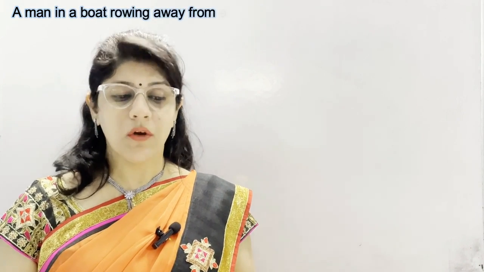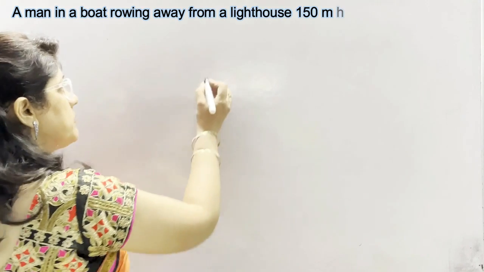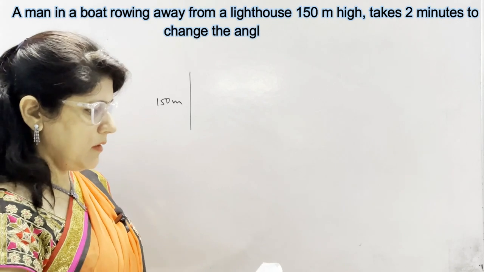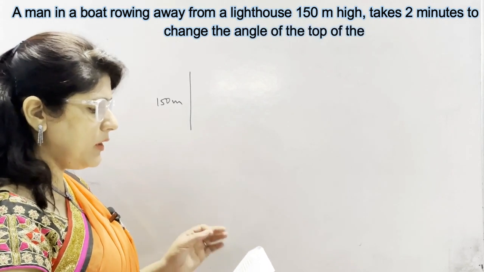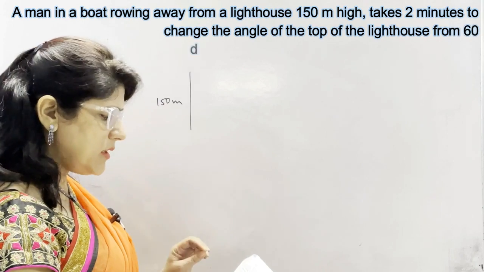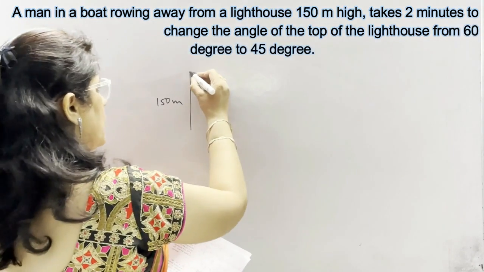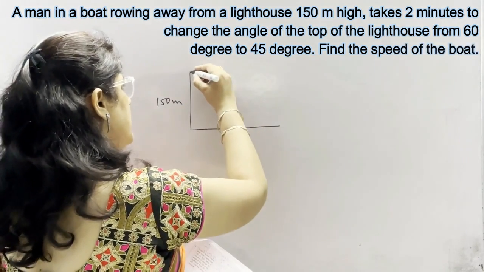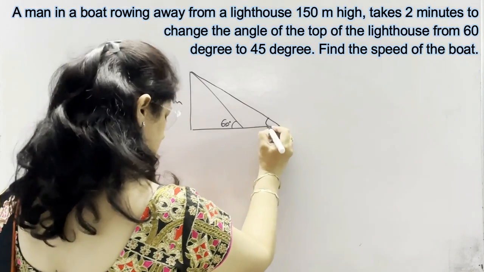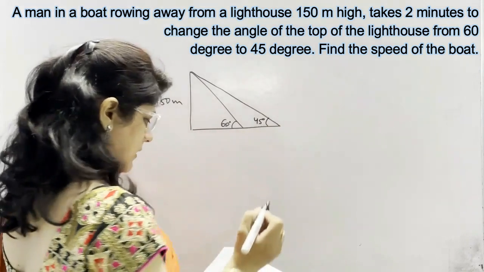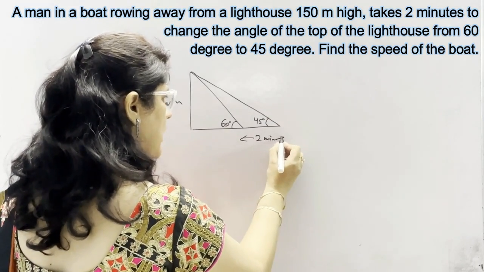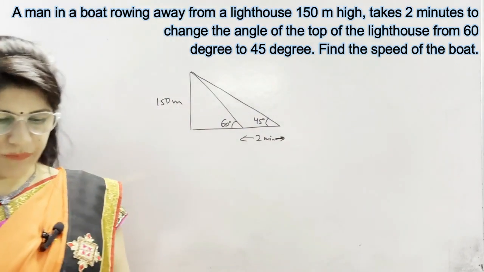In question number 5, a man in a boat rowing away from a lighthouse 150 meter high. It means the height of the lighthouse is 150 meter. Takes 2 minutes to change the angle of the top of the lighthouse from 60 degree to 45 degree. So, first angle is 60 degree and then next angle is 45 degree. And it took 2 minutes to change this angle. This is not the distance. This is the time given here, which is 2 minutes.